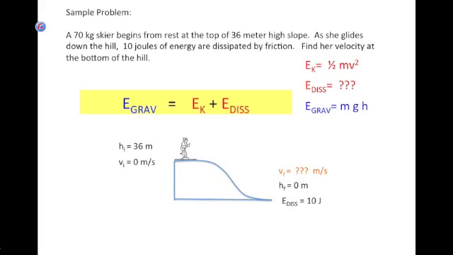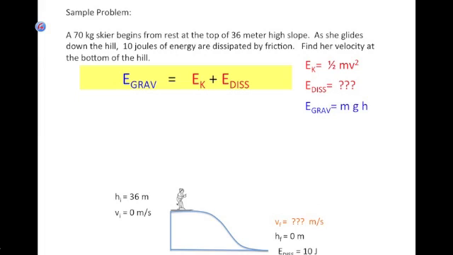So let's start filling in the values into this equation. We need to first put in the formulas for them. So we'll replace E grav with mgh. We'll replace E sub k, kinetic energy, with its formula, 1/2 mv squared. And dissipated energy is an amount that we were provided, so we will be able to put that value in that location in the equation.